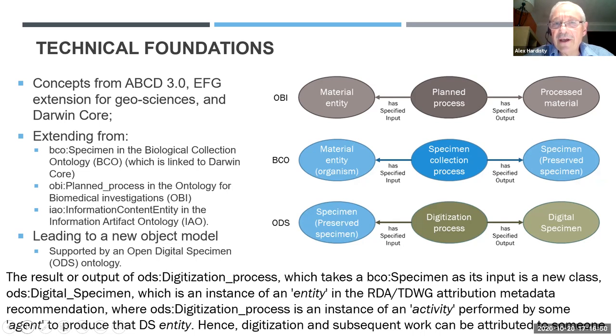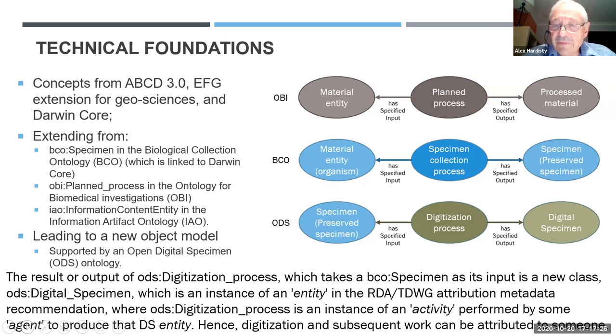The diagram on the right shows how two of these three ontologies, the OBI and the BCO, currently handle specimens. In the OBI, we have the notion of a planned process, and a gathering or specimen collection is a planned process which can generate processed material. One kind of processed material is the material entity of an organism, which is an input to that specimen collection process, and an output is a preserved specimen.